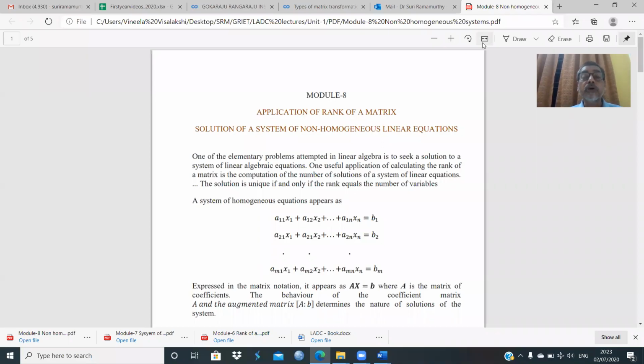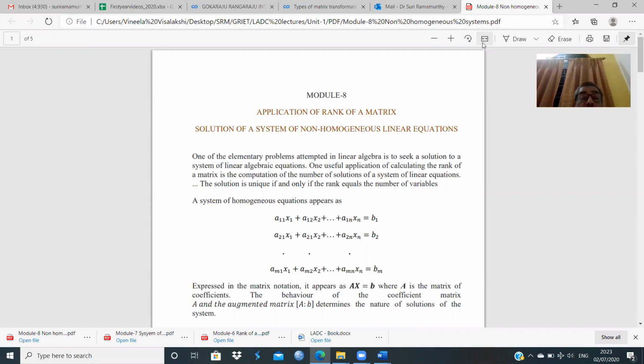Welcome to this lecture on application of rank to solve a system of non-homogeneous linear equations. All of us are familiar that this is one of the elementary problems in linear algebra, having wide applications in several fields of science and engineering. One can encounter such equations in control theory and circuit theory.